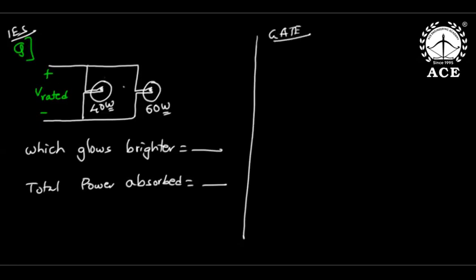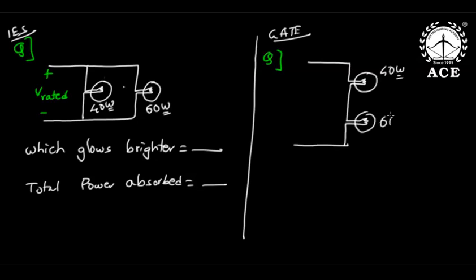This is a GATE question I'm asking. Now I'll connect the same bulbs in series. Of course, these are incandescent. Incandescent means tungsten filament, purely resistive loads. Please understand, these are purely resistive loads. That is why I'm showing small resistors. So this is again 40 watt, 60 watt, and I am giving total voltage V rated.